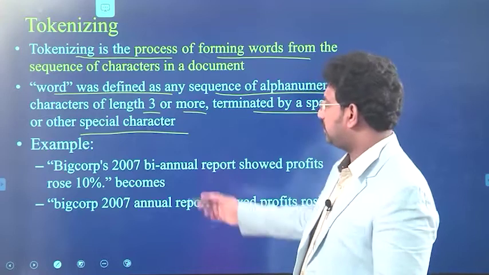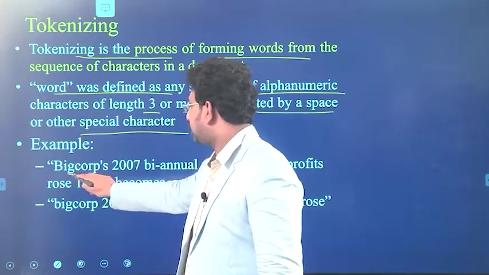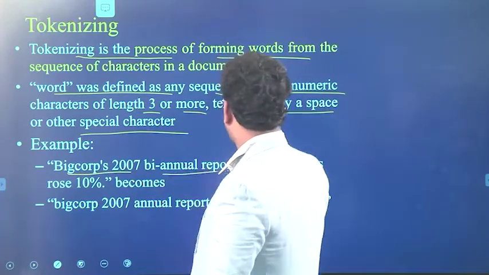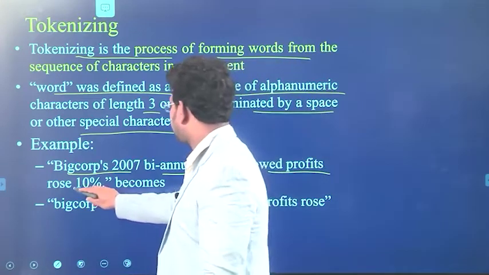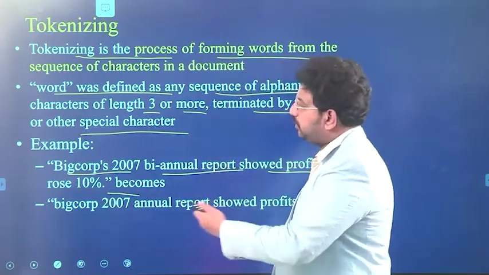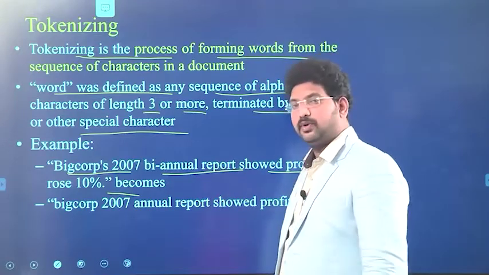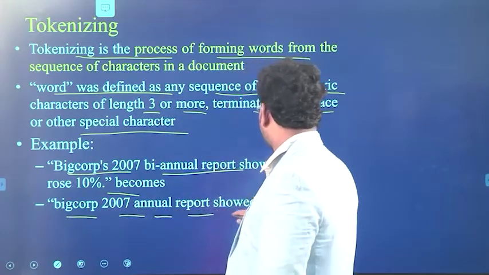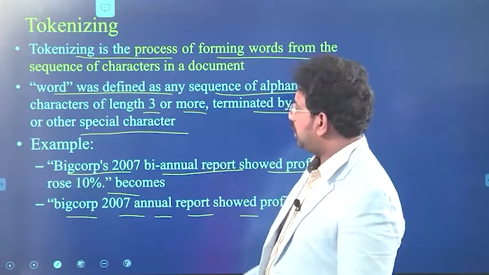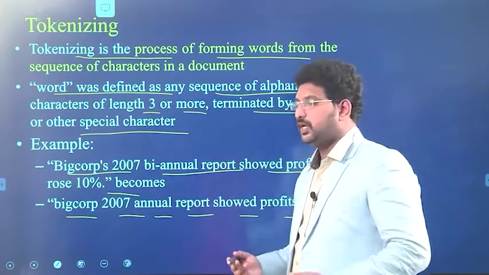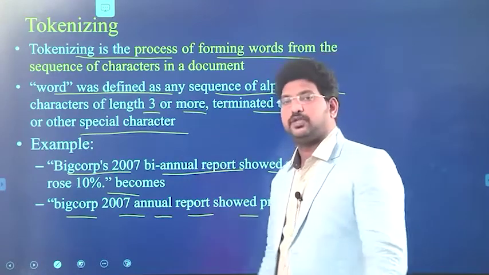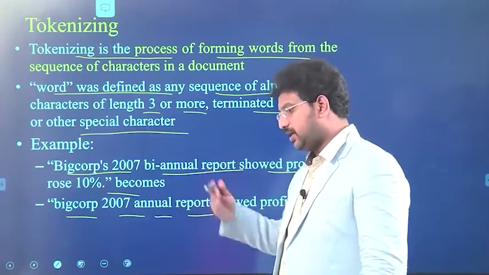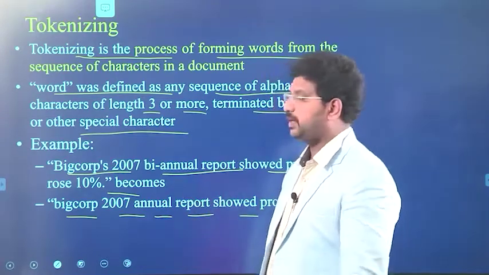Here is an example, a document consisting of text like this: Big Corp's 2007 biannual report showed profits rose 10%. When this text goes through the tokenization process, the tokens will be generated like this: Big Corp 2007 annual report showed profits rose. As part of the tokenization process, punctuation is stripped and some of the spaces are removed, and stemming and stopping will be done as part of the document parsing.